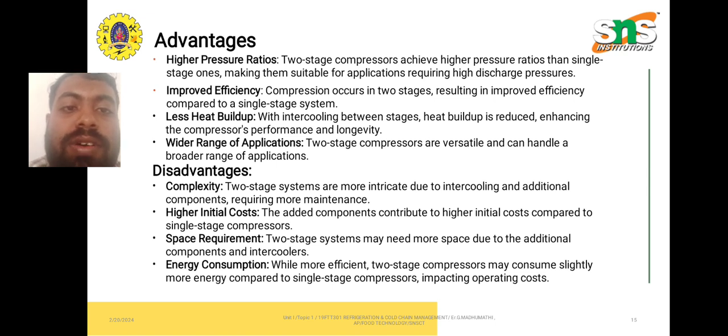Hence, these are the advantages and disadvantages of two stage air compressors. In this class we have seen what a compressor is, the different types, the different types of reciprocating air compressors, the working principle, and the advantages and disadvantages of two stage air compressors.